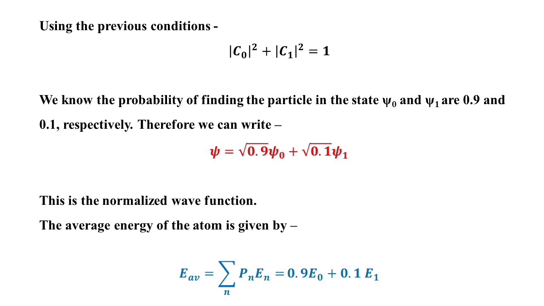0.9 is the probability of occupying the ground state, and the energy is E0, and P1 is 0.1 and the corresponding energy is E1, so the average energy will be 0.9 E0 plus 0.1 E1. So this is the value of the average energy of the system.